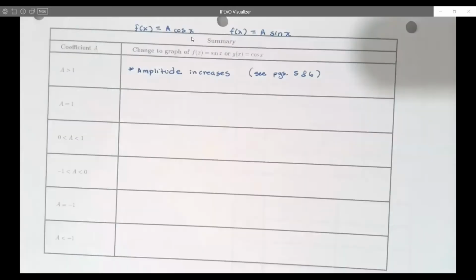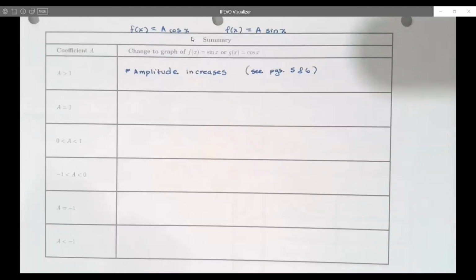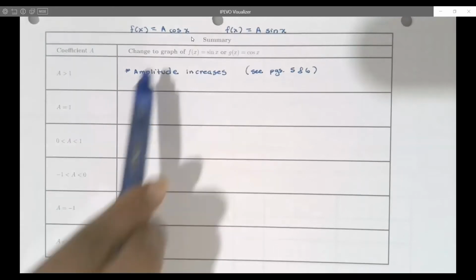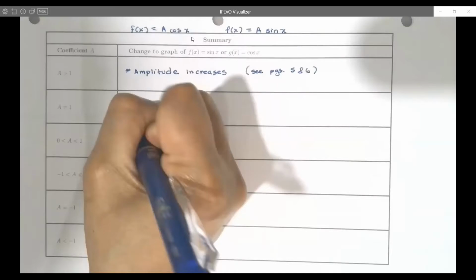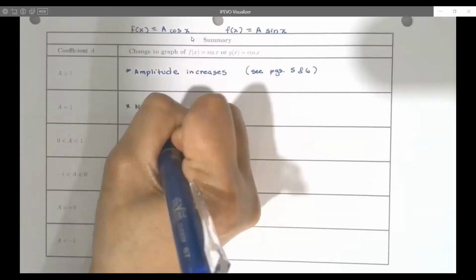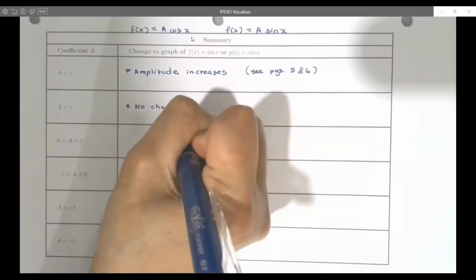Okay. What happens if that number is 1? It's almost kind of like a trick question. What happens if we have 1 times cosine or 1 times sine? Stays the same? It's the same, yeah. Nothing really happens to it, right? We just still have cosine and we still have sine. So here, there's no change from the original.